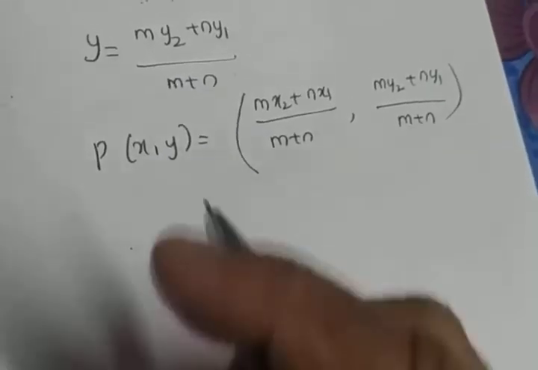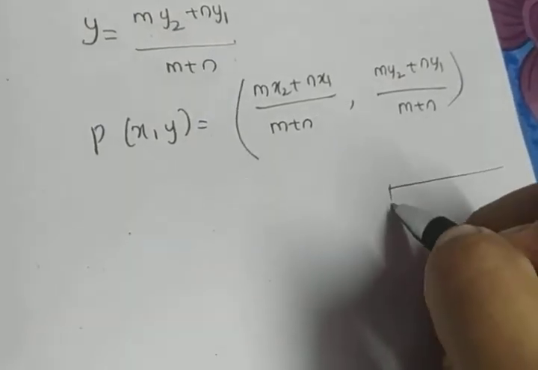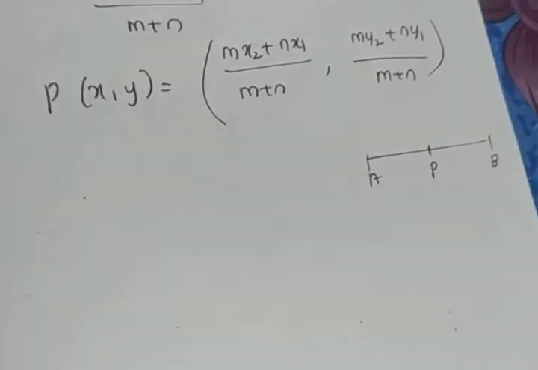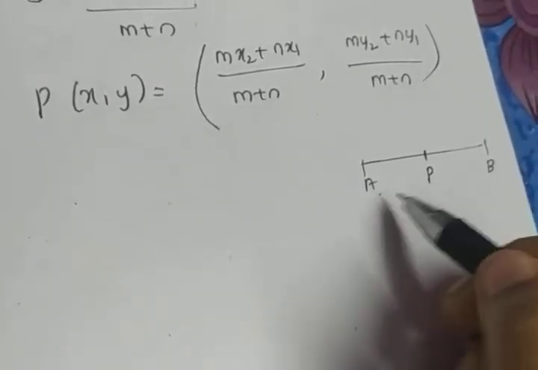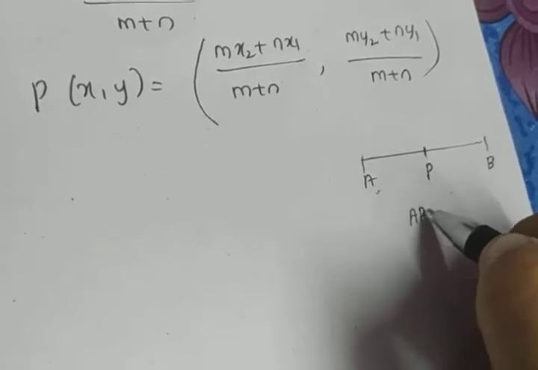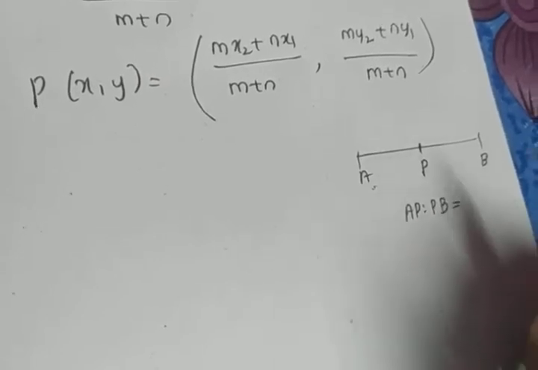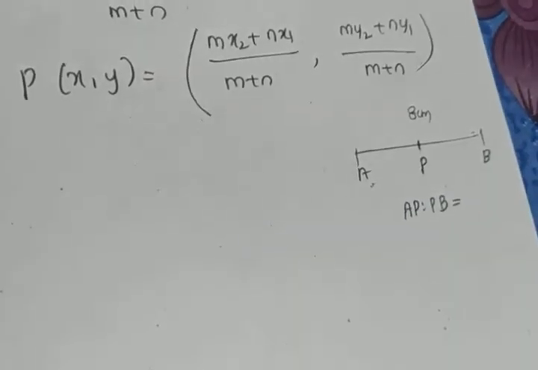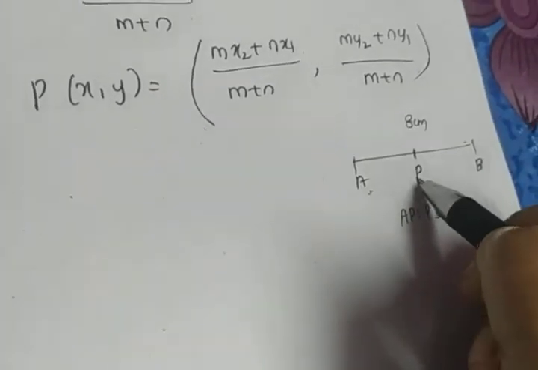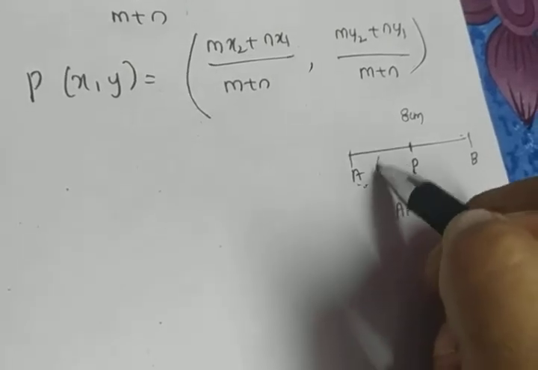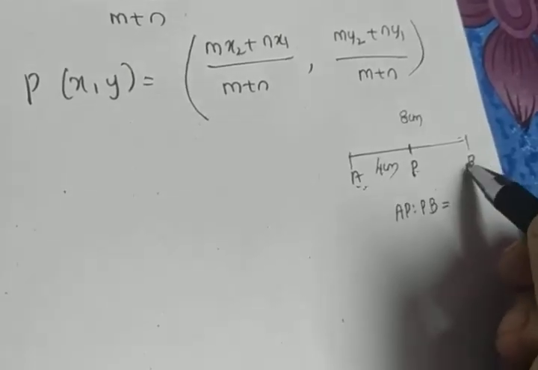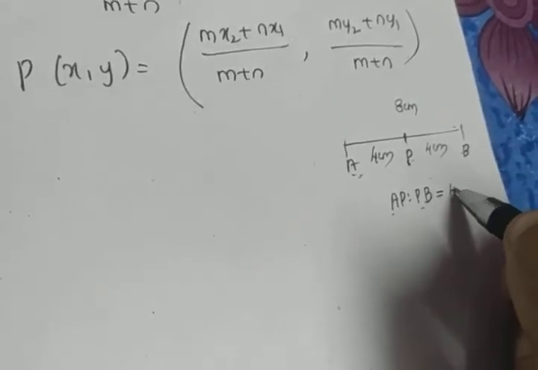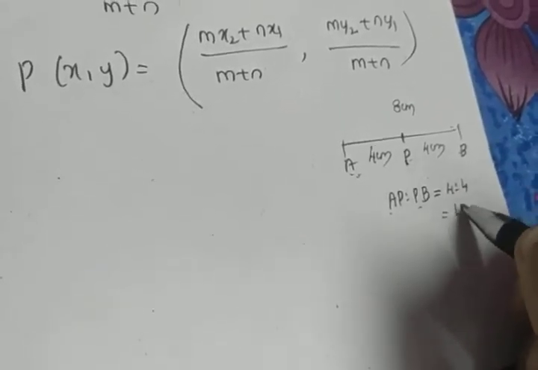Suppose I am taking a line segment AB and P, let it be the midpoint of AB. Then can you say what is the ratio of AP is to PB? If you have a doubt, what you have to do is, let AB be of length 8 cm. And I took point P as the midpoint of AB, isn't it? So what will be the length of AP? AP will be 4 cm. And what will be the length of PB? PB will be also 4 cm. Then what about the ratio? 4 is to 4 gives you 1 is to 1.